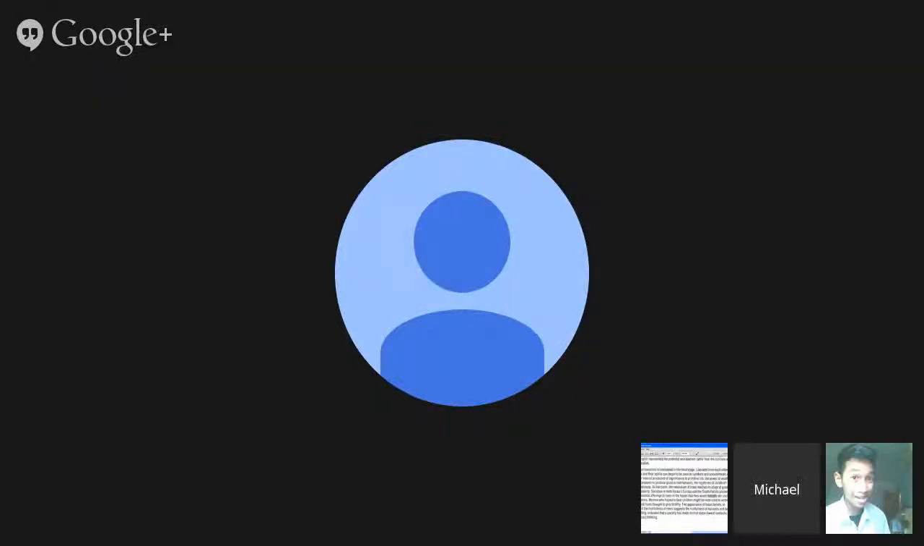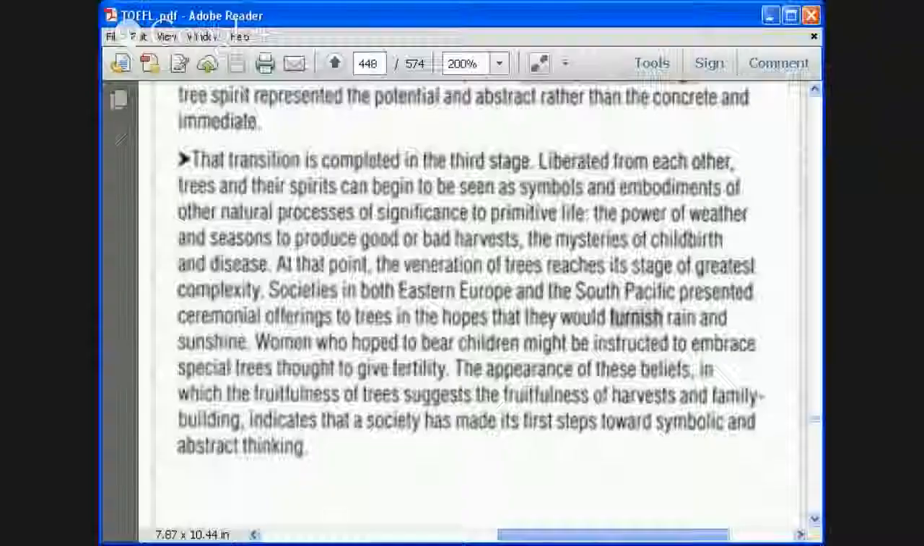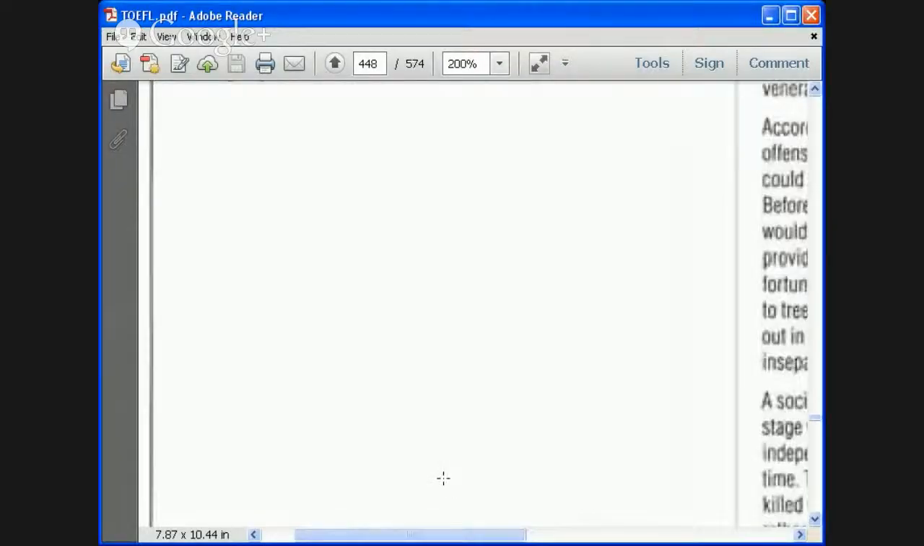That transition is completed and the spheres are liberated from each other. The spheres begin as symbols. The appearance of these beliefs, in which the fruitfulness of trees suggests the fruitfulness of harvest, indicates that a society has made the first step toward symbolic and abstract thinking. So let's go to the answers. Yeah, I'm slightly confused myself.